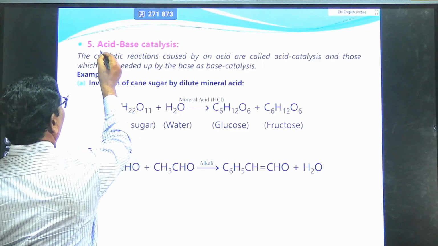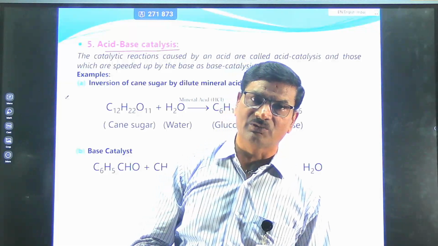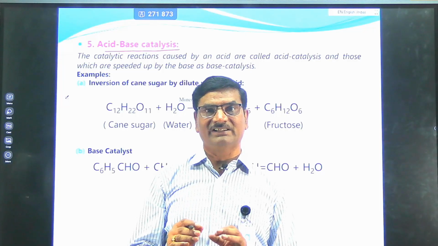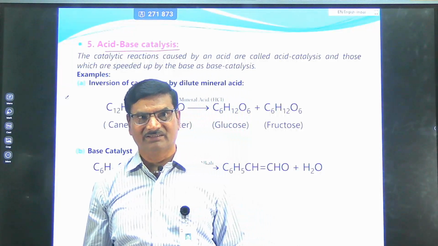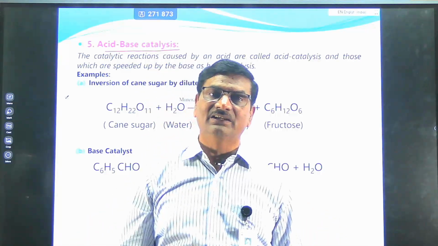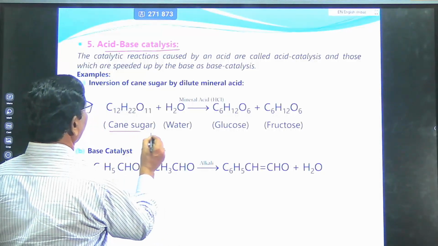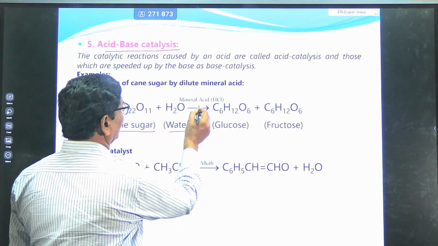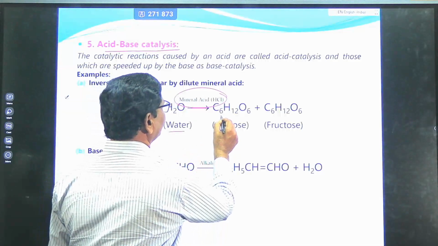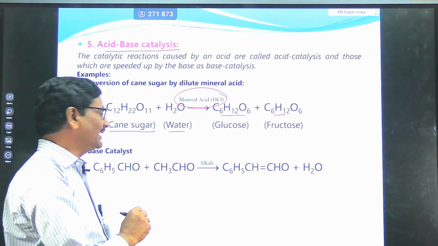Next one, acid-base catalysis. What is meant by acid-base catalysis? Any reaction which is carried out in presence of acid as a catalyst is called an acid catalytic reaction. Any reaction which is carried out in presence of base as a catalyst is called a base catalytic reaction. For example, cane sugar when hydrolyzed in presence of mineral acid HCl as a catalyst, this is acid, and it is giving rise to glucose and fructose. This comes under the category of acid catalytic reaction.